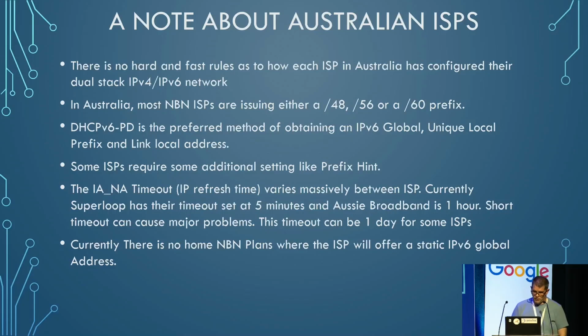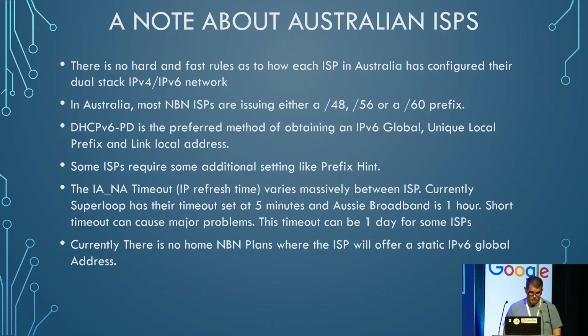The other thing that I've noticed, particularly with one provider in Australia, is what they call the IANA timeout, which is formed by part of what they call the DHCP prefix delegation. And that varies wildly between different providers. Some are set to 5 minutes and some are set to effectively indefinitely. Superloop is the one currently set to 5 minutes. And what that means is every 5 minutes, it's rechecking whether you are still allowed to use that prefix.